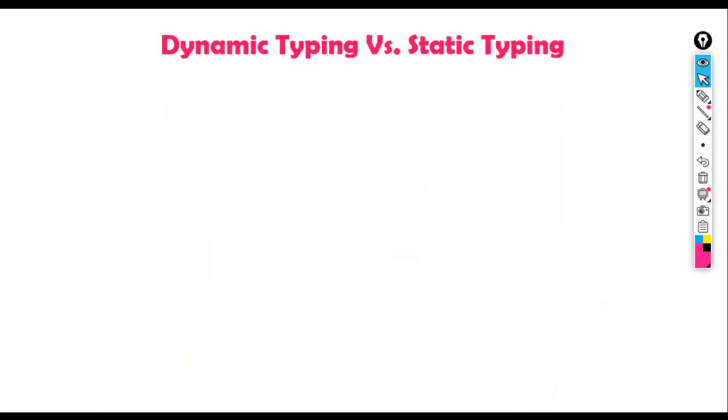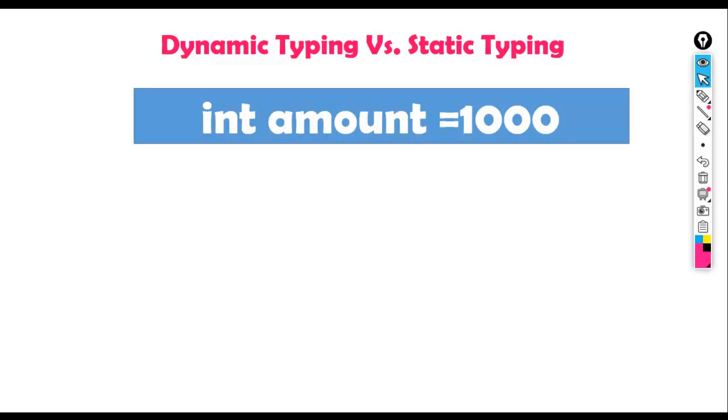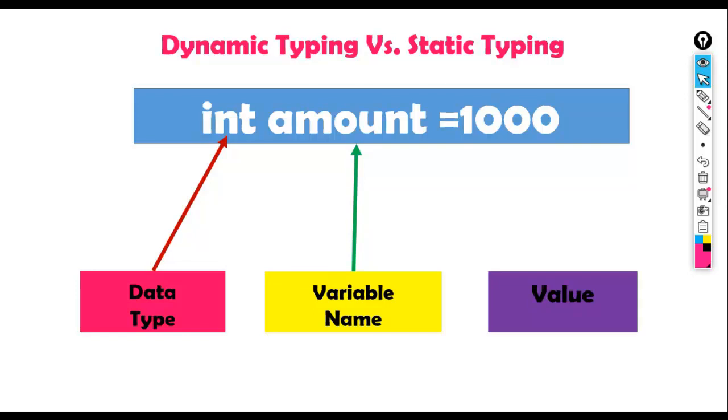So let's discuss dynamic typing and static typing. Let's first discuss static typing. Many languages are statically typed, like C, C++, Java, etc. Let's take C as an example. Here you can see we can declare a variable in C like this: integer amount is equal to 1000. So here amount is the variable name, integer is the data type, and the value is 1000. You can see the data type is associated with the variable name. This is the main difference between statically typed and dynamically typed programming languages. In statically typed programming languages, the data type is associated with the variable, as you can see over here.